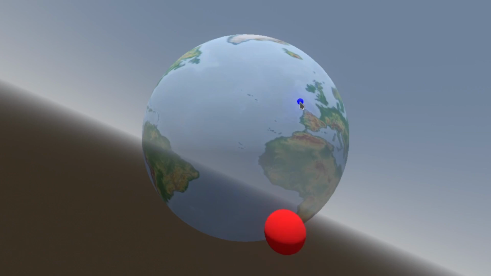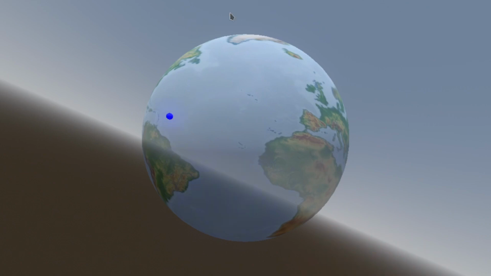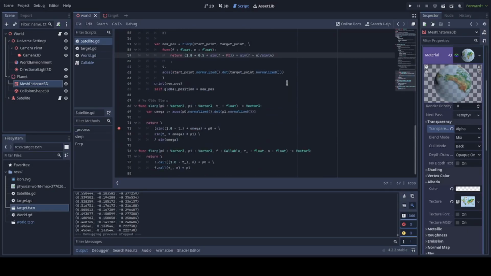So how did we end up doing that with Slerp, right? Well, more like we ended up taking inspiration from Slerp and writing our own function for it. Let's look at Flerp.